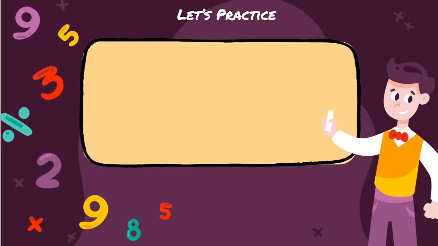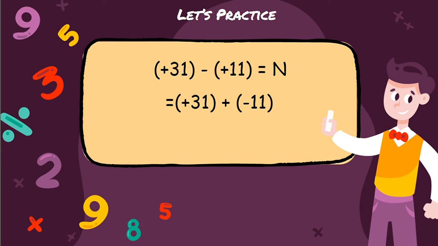Now let's practice subtracting integers. Positive 31 minus positive 11. We will use the keep change change rule. Keep positive 31, change subtraction to addition, and change positive 11 to negative 11. Positive 31 plus negative 11 equals positive 20, and we will affix the positive sign since positive 31 is the greater number.